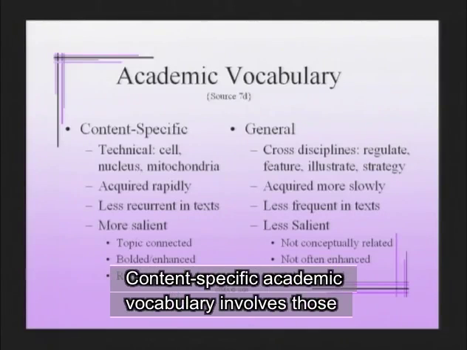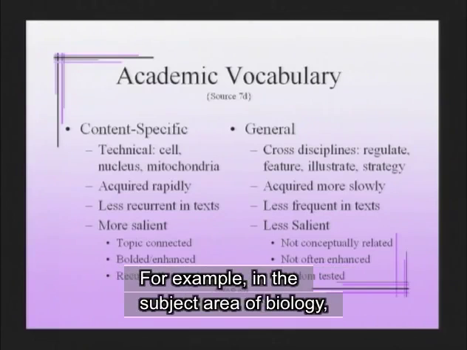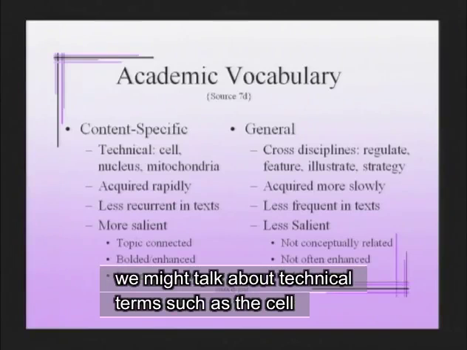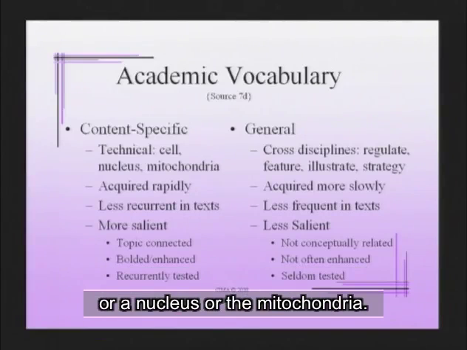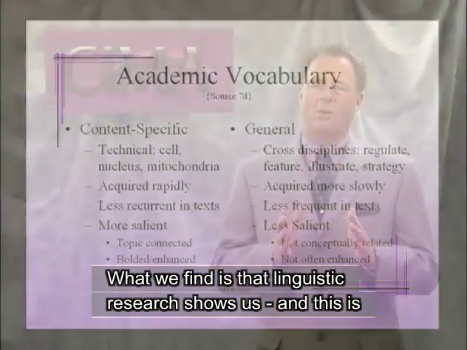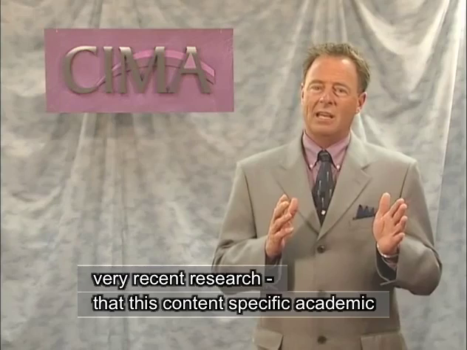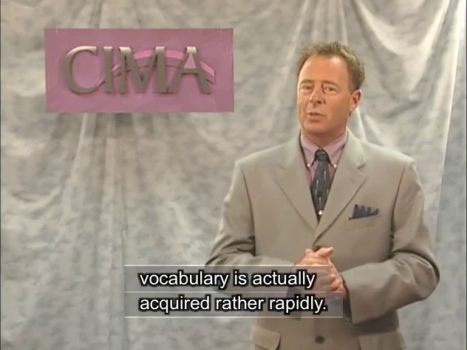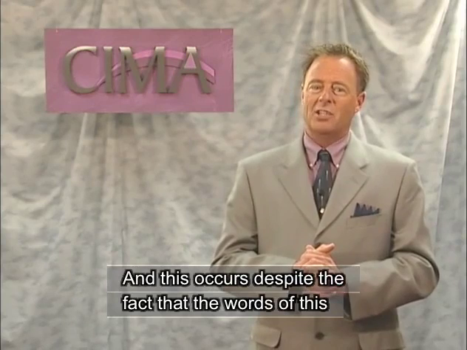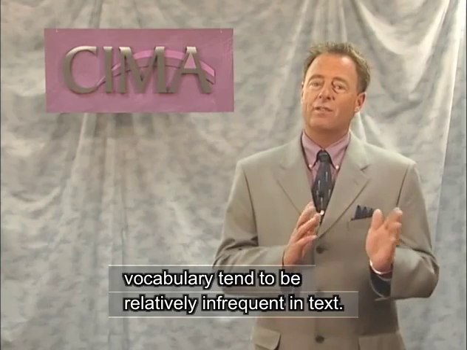Content-specific academic vocabulary involves those technical words in each of the various subject areas. For example, in the subject area of biology, we might talk about technical terms such as a cell, or a nucleus, or the mitochondria. What we find is that linguistic research shows us, and this is very recent research, that this content-specific academic vocabulary is actually acquired rather rapidly. And this occurs despite the fact that the words of this vocabulary tend to be relatively infrequent in texts.